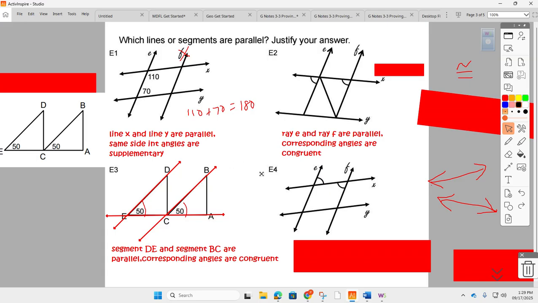Is there a sign for parallel? Yeah. It's the 2 vertical lines, remember? 2 vertical. That's right. I can't type it on. Well, maybe I can, but I didn't. Parallel corresponding.